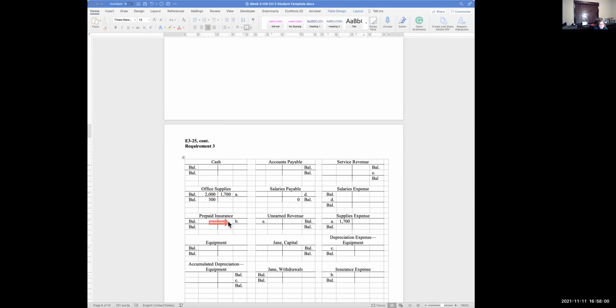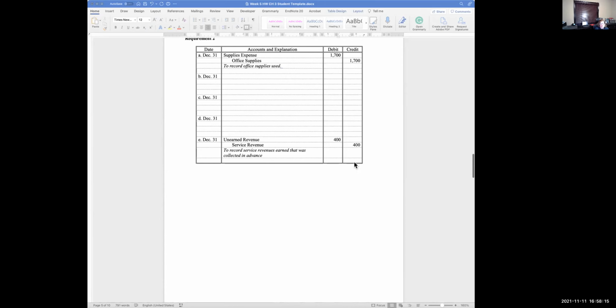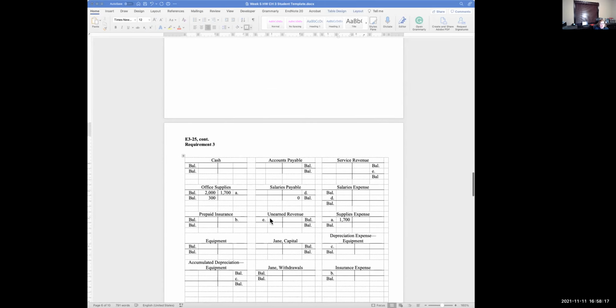Here you see B, and then here you see the debit for B, and here's the credit. And here's the debit for E, which we did, and the credit for E in service revenue, right? So if we come back up here, for E, you see we have a debit to unearned revenue, and that's what you see here. So you enter the 400, and we have a credit for service revenue of 400.